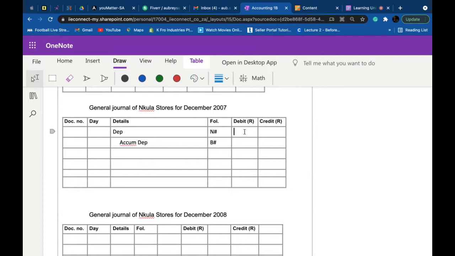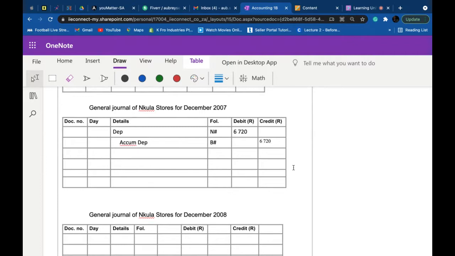Okay. And the amount that we had for the first was 6,720. That was for 2007. Sorry, we're doing exercise 3.1. Okay. All right. Awesome stuff. Right. Then accumulated depreciation. We do the same amount. 6,720.